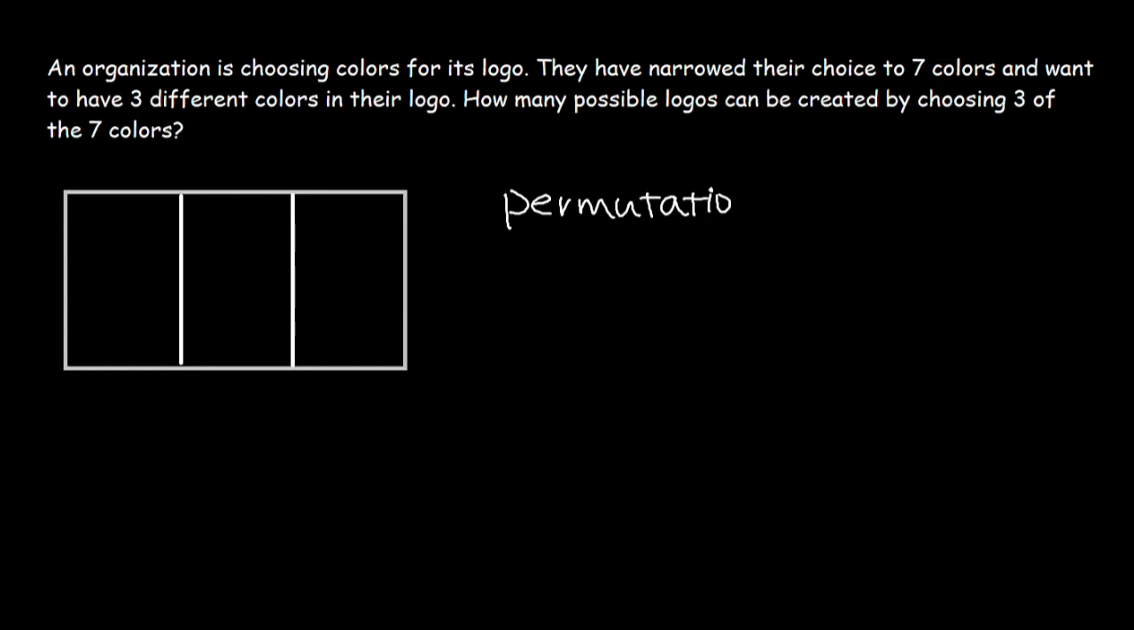So let's go ahead and look at this. I'll start at the very beginning. So you have 7 colors. So let's just say you have the colors of the rainbow. So how many colors can you put in this first box? You can put 7 colors here. So you can put red, orange, yellow, green, navy, blue, and purple.